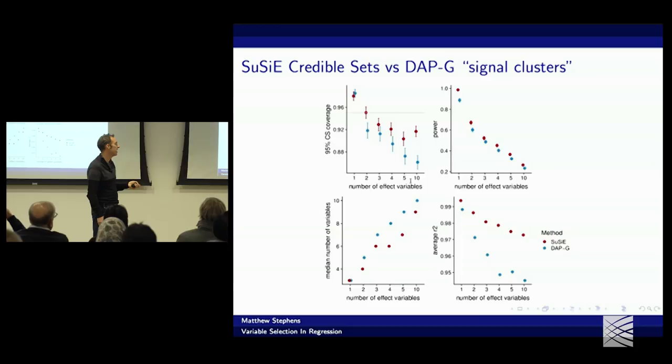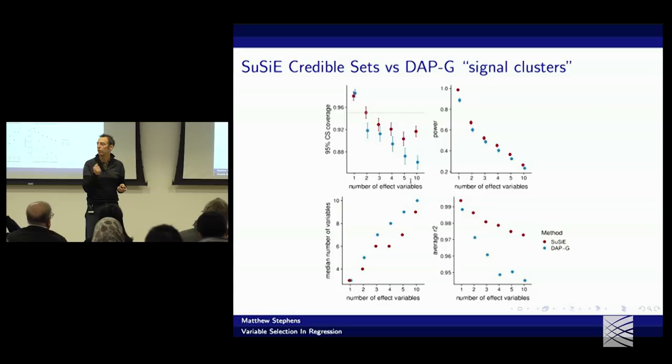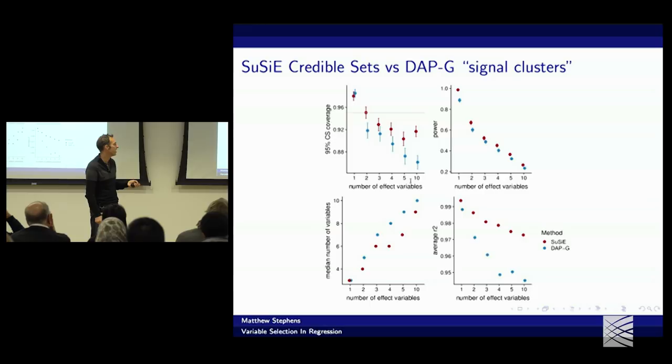So this is kind of interesting. This is with realistic patterns of LD, if you choose 1 to 5 effects. How many variables do you tend to include in one of these sets typically? And the numbers here, well, the median's going from 3 to 10 or so. That gives you an idea for how much we can narrow down maybe eQTLs. About half of them can be narrowed down to less than 7 SNPs or something in these simulations. When we go to multi-tissue analysis, I expect to be able to do much better.